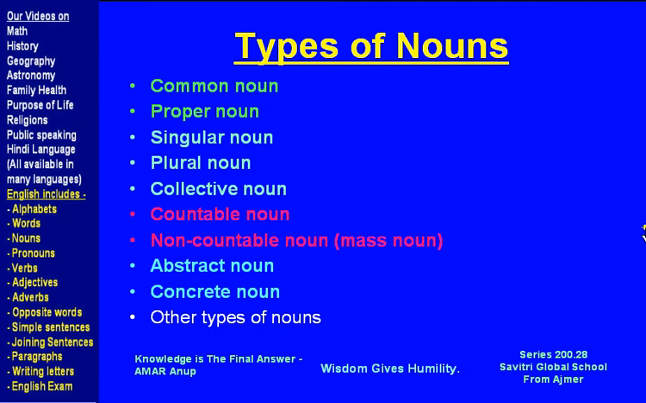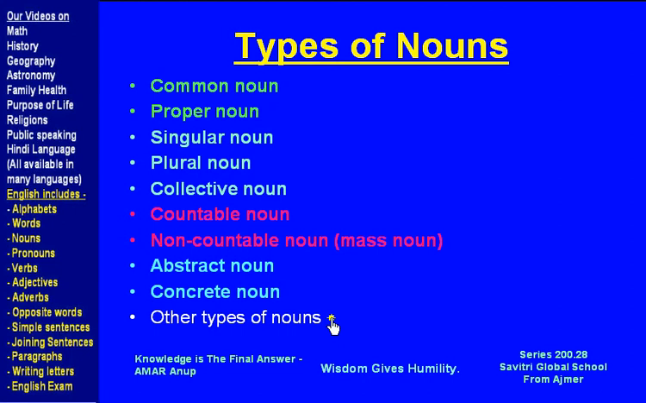So what are different types of nouns is shown here, and look at the color combination. A noun can be either a common noun or a proper noun. A noun can be a singular noun, a plural noun, or collective noun. A noun can be a countable noun or non-countable noun. Non-countable noun is also called mass noun. A noun can be an abstract noun or a concrete noun.